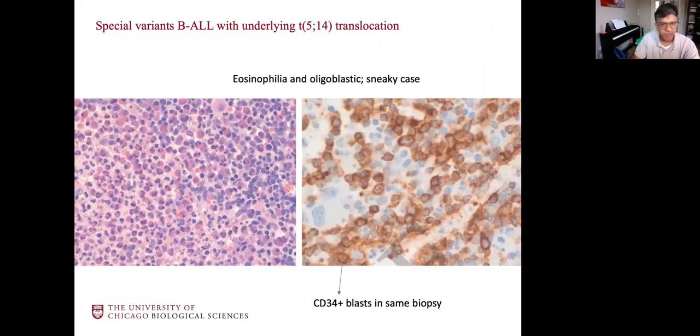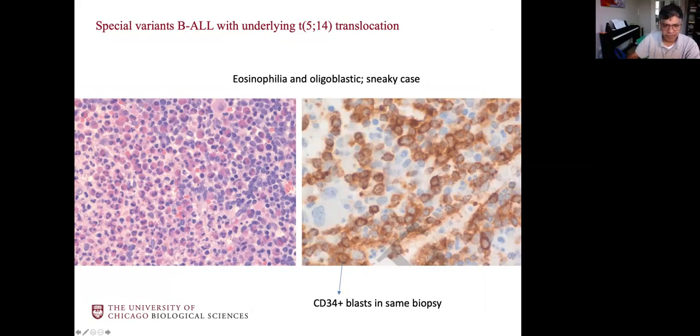So these are special variants of B-ALL. This is one with a 5;14 translocation. Okay, this is a very unusual B-ALL. But the odd thing about this one is it can present with eosinophilia like this, numerous eosinophils. So you know how to recognize eosinophils, and you can barely see the blasts.